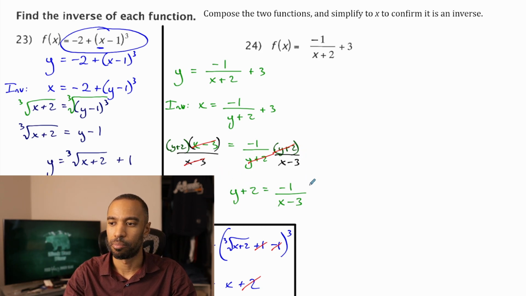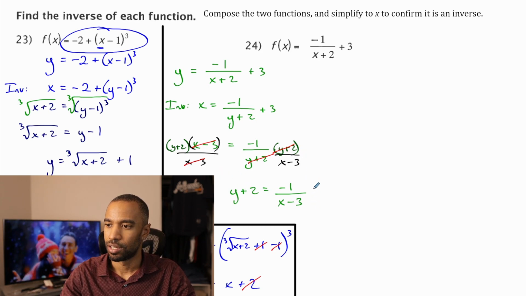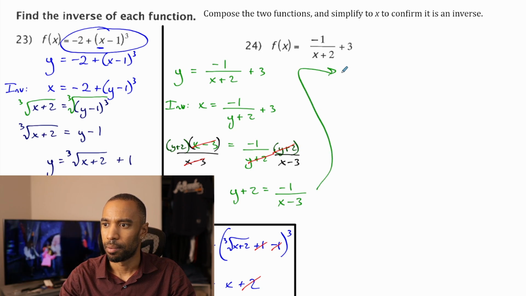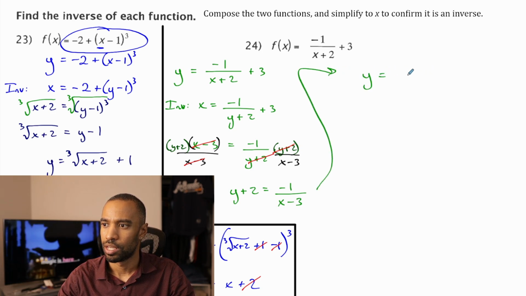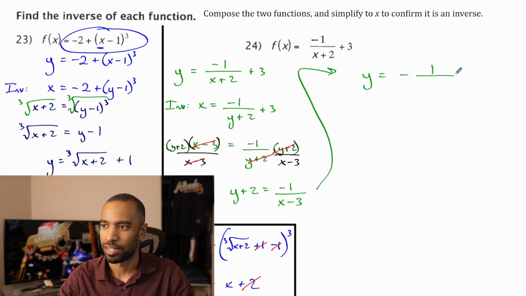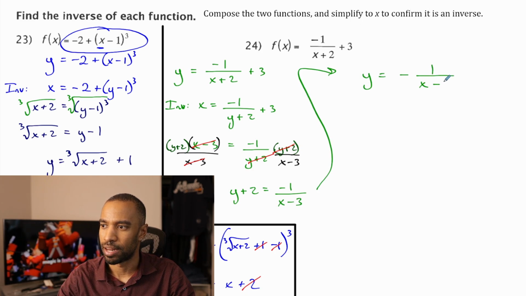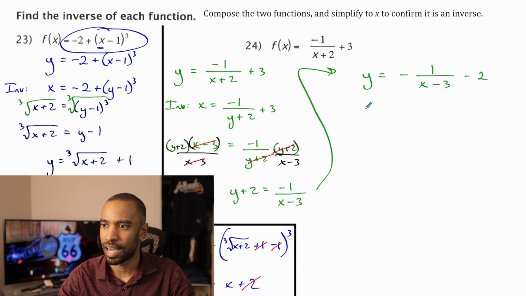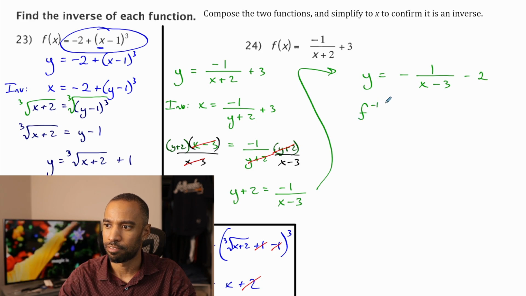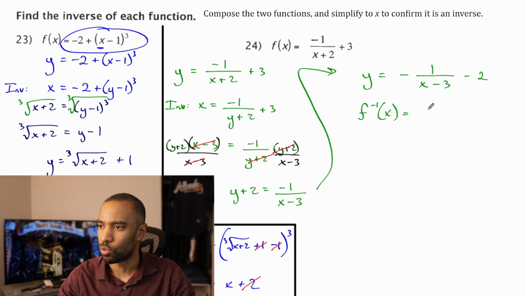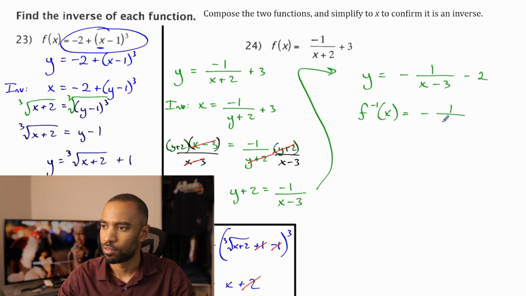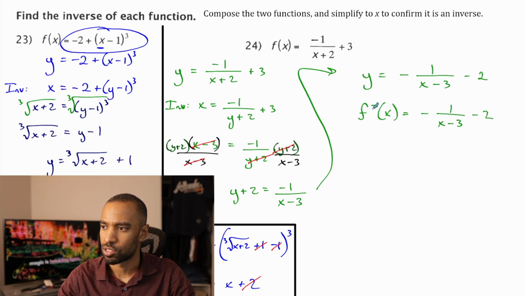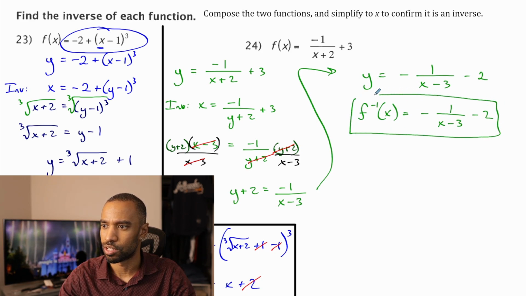Anyway, now I subtract 2 from both sides, and then I'm going to get, where should I write this? I guess right here. I'm going to get y equals negative, I'm going to put the negative right in front again. Negative 1 over x minus 3, and then minus 2 like that, or the inverse of f equals negative 1 over x minus 3 minus 2. So there's its inverse. There's its inverse right there.